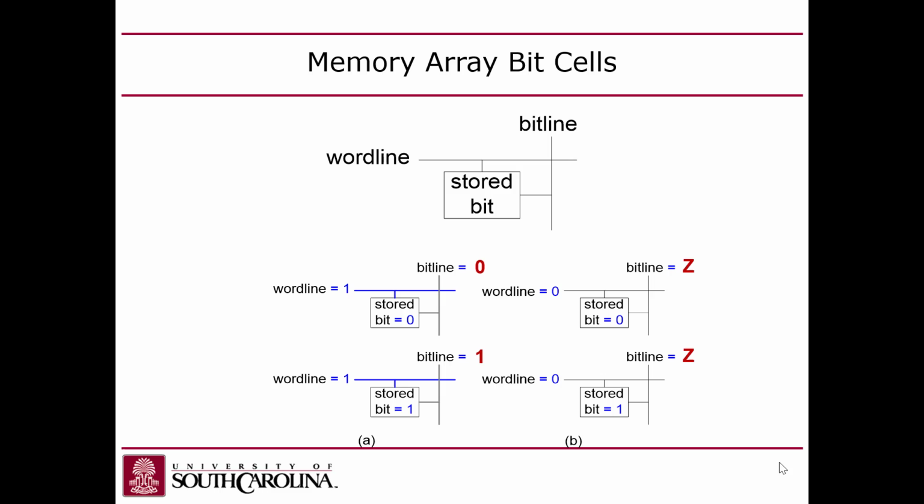So all of the rows are all connected to all the bit lines, but only one row is activated by its corresponding word line at a time, right? Otherwise, you'll have multiple rows driving the same wires here, the bit wires, right?